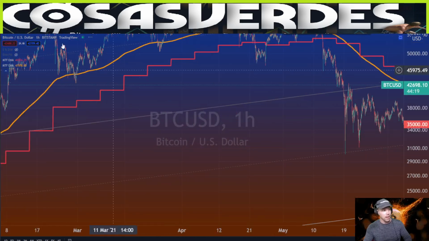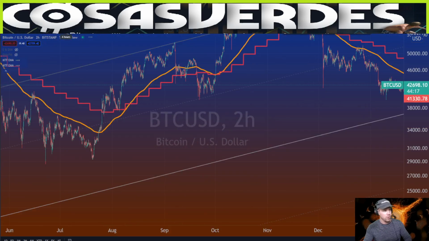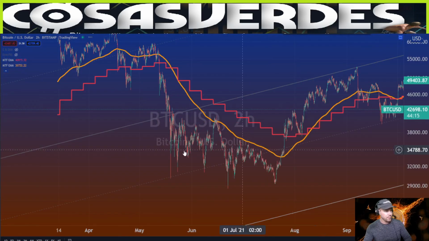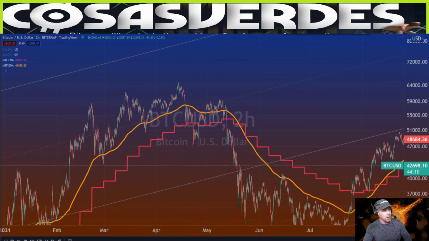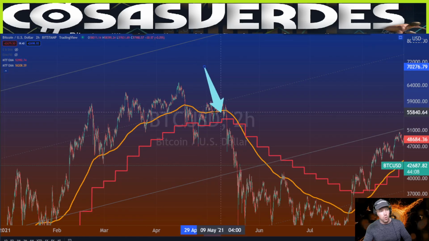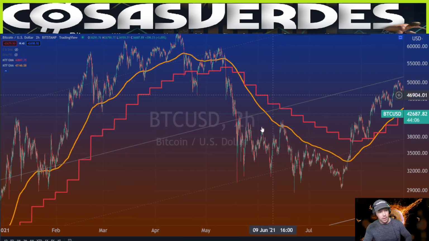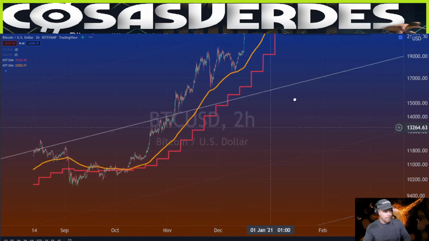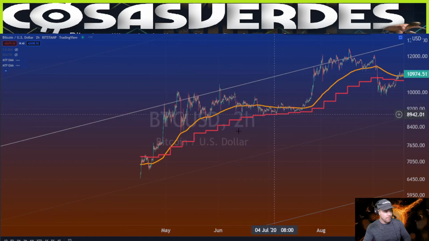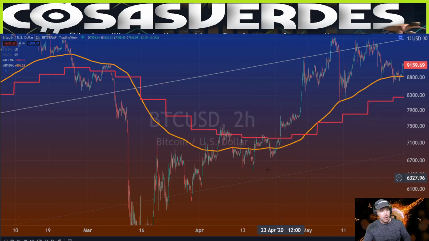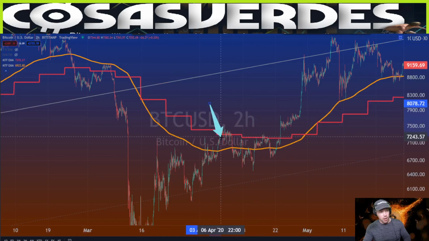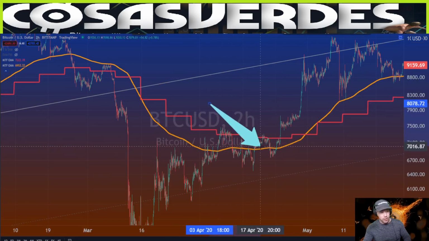Let's go back to other failed attempts to get back above. We're going to have to go back a little bit more in time. I might have to go to the 2-hour or 4-hour here. There, and again, this area doesn't count because the orange is above. I'm not looking at that, right? All right. Here we go. Bitcoin is in a similar boat of what was happening back here in April 2020.